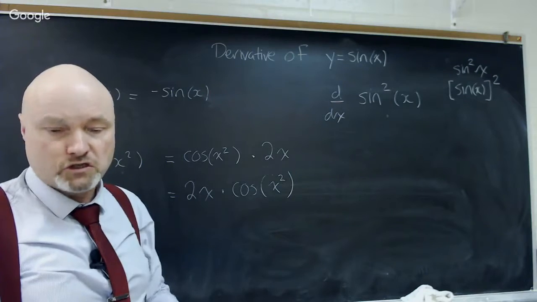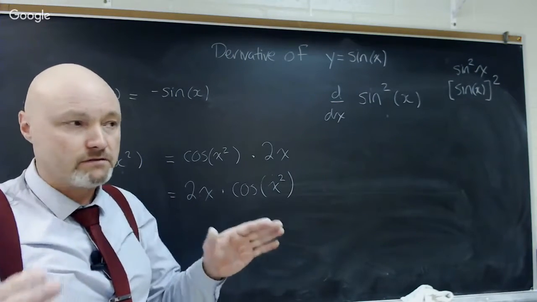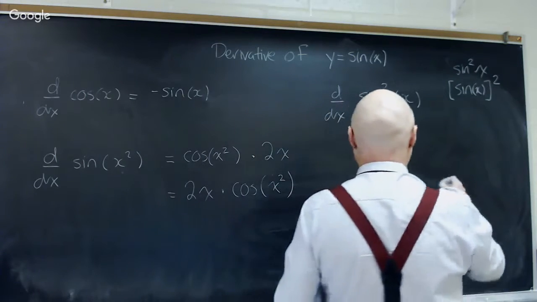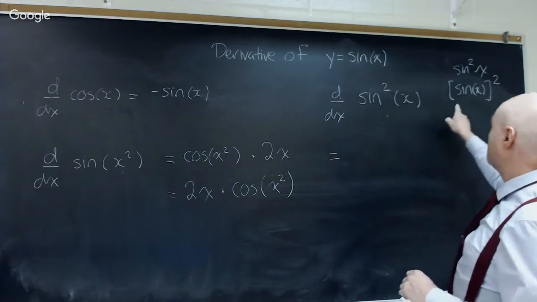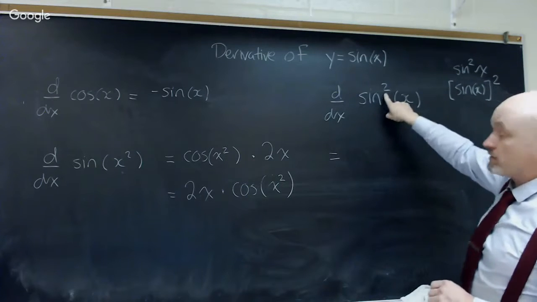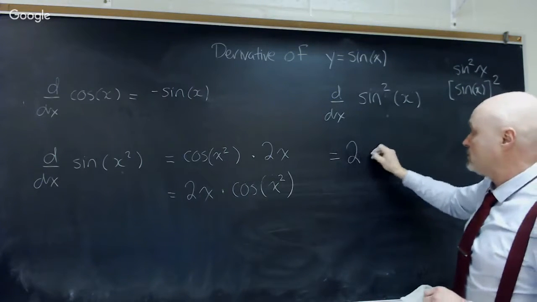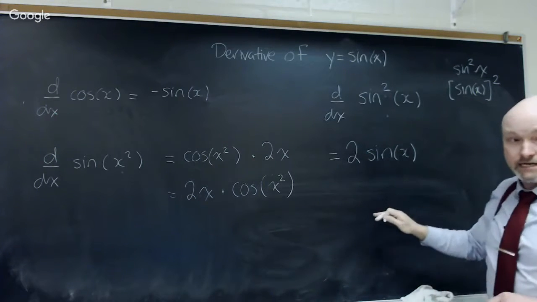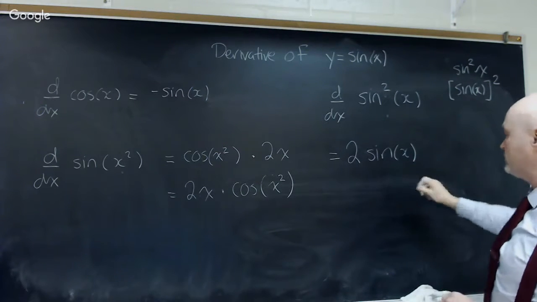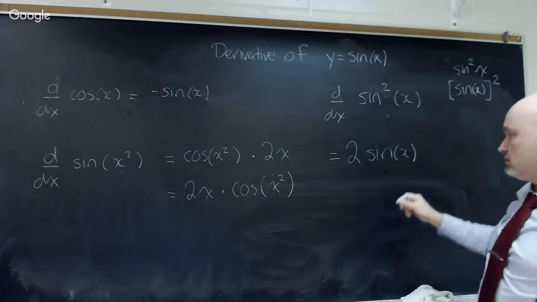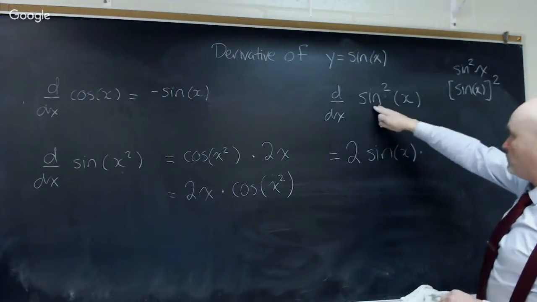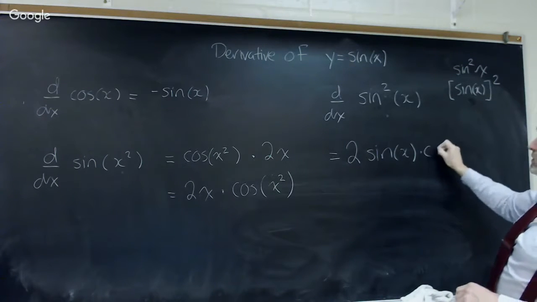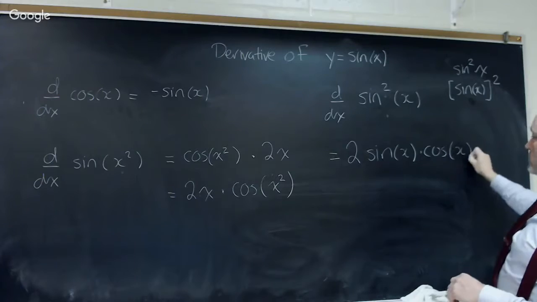Okay. So our outside function is the squaring function, and our inside function is the sine function. Okay, here we go. So I'm going to use my power rule. So 2 sine x, there's the derivative of the outside. And now the derivative of the inside function here, the derivative of sine x, cos x.